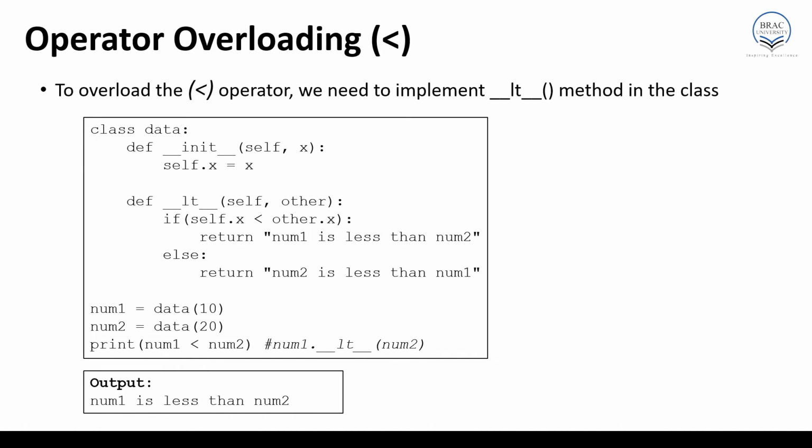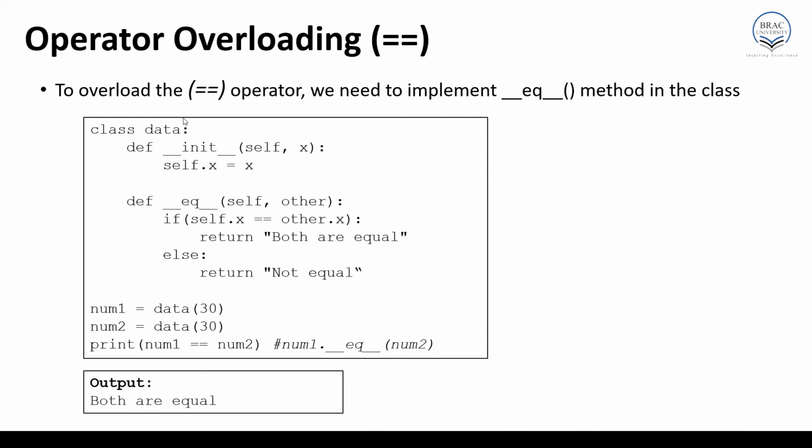Let's see another example. Equal, right? Double equal. I'm checking number 1 is equal to number 2 or not. For this one, we need to implement the special EQ method in my class. So the same data class here, and I'm designing the equal method. I'm overloading the equal method here. So number 1 equals to data 30 and number 2 equals to data 30, right? So both objects' instance variable x will hold 30, right?